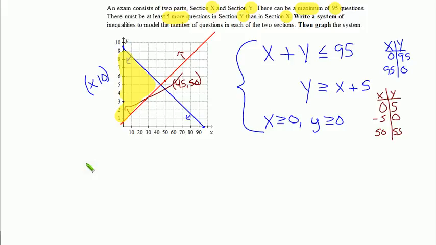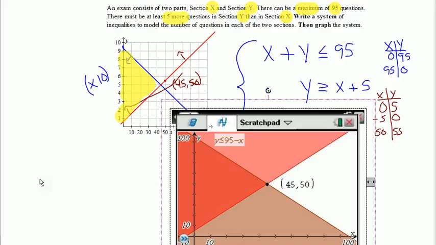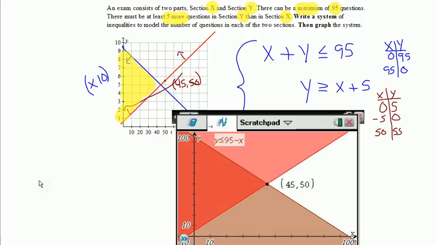And that's it. They asked us to write a system. We did that here. They asked us to graph it. We did that here. If I wanted to, I could check this on an Inspire, and I also did that, and found the same intersection point on the Inspire.